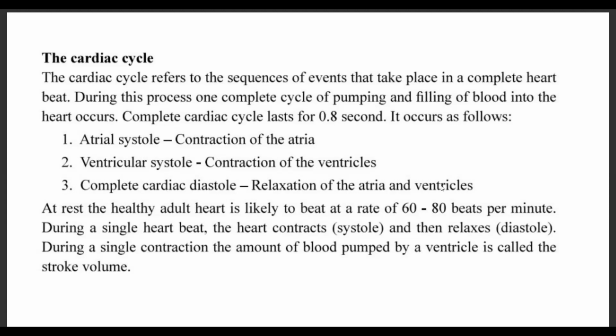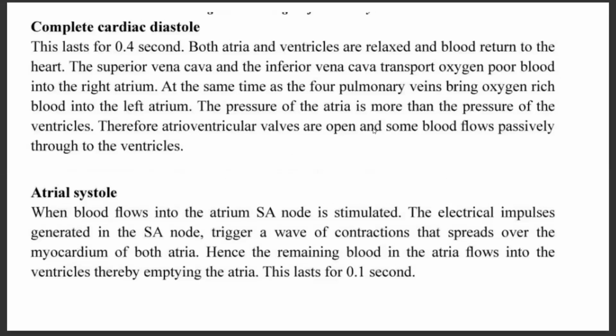At rest, healthy adult heart is likely to beat at rate of 60 to 80 beats per minute. During a single heartbeat, the heart contracts (systole) and then relaxes (diastole). During a single contraction, the amount of blood pumped by a ventricle is called the stroke volume. Complete cardiac diastole lasts for 0.4 seconds. Both atria and ventricles are relaxed and blood returns to the heart.